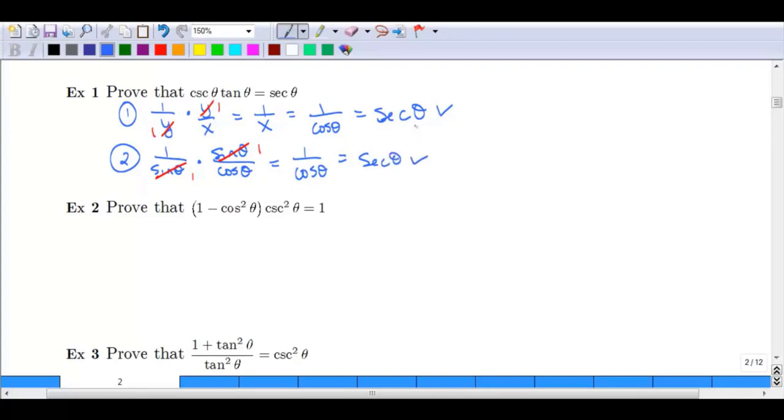So again, all we're doing here is trying to get to, typically, the right hand side of the equation and checking. This is kind of like when you're checking work in algebra.